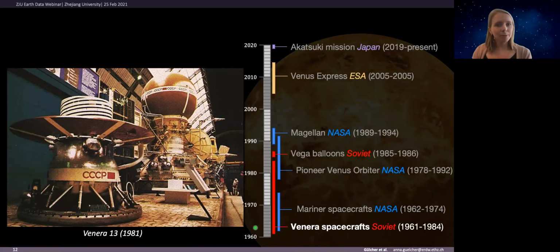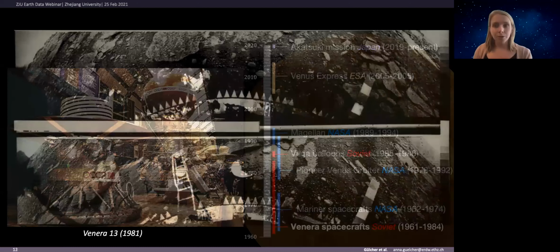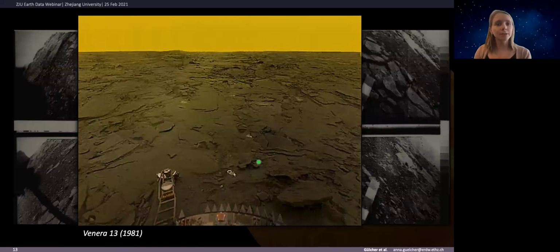So a few more spacecraft followed since 1981, but since 1984, there have not been any landers on the planet anymore. And this image returned by this spacecraft is shown here. And this is a colorized image. And the images reveal very smooth plains, and the soil analysis indicated that these plains are basaltic in composition, which is similar to the oceanic crust we have here on Earth.